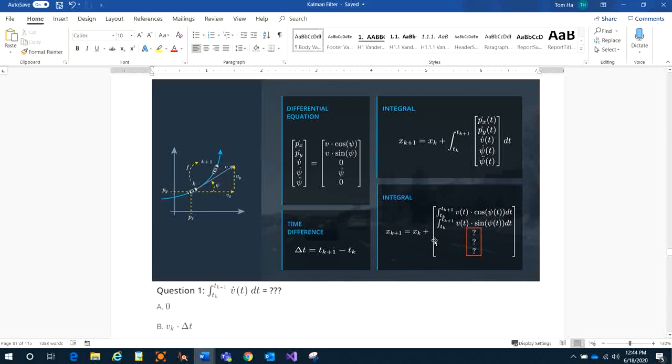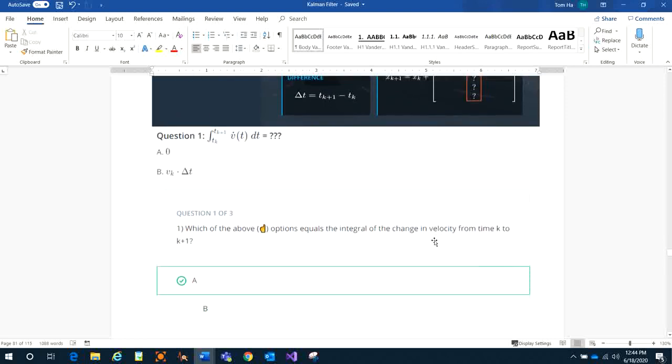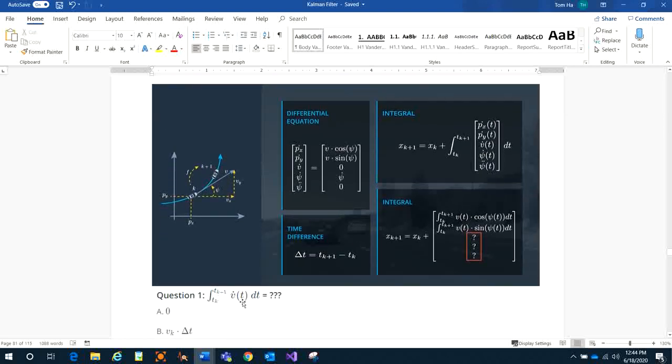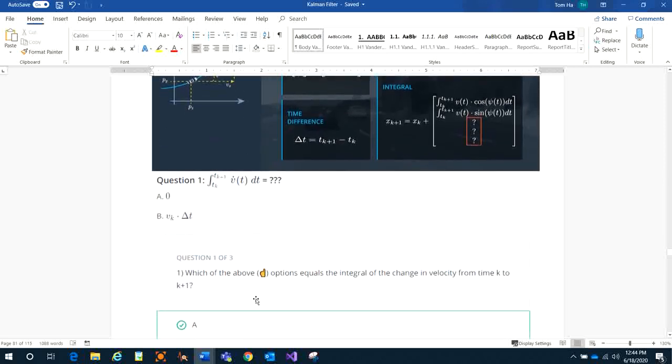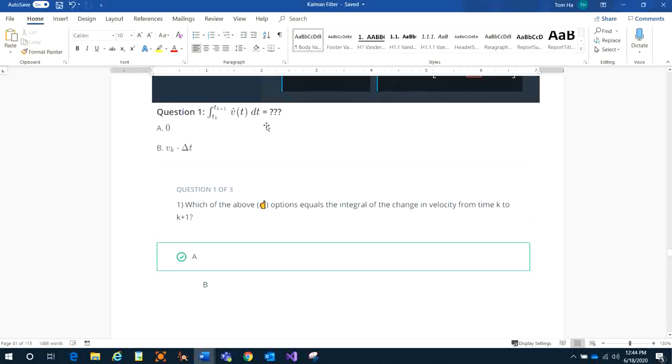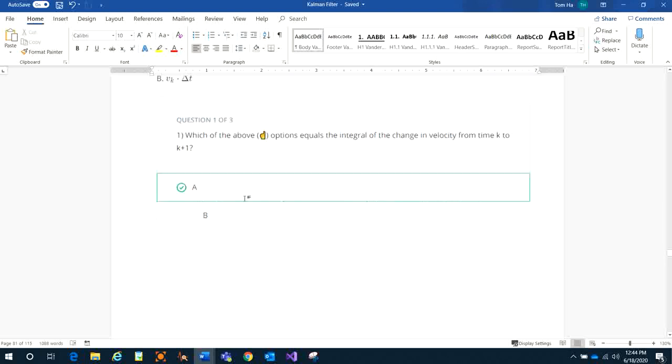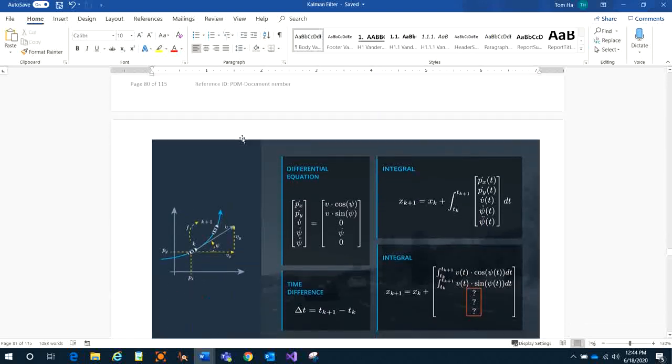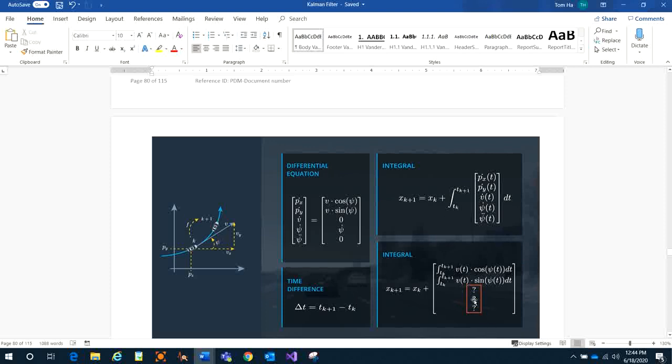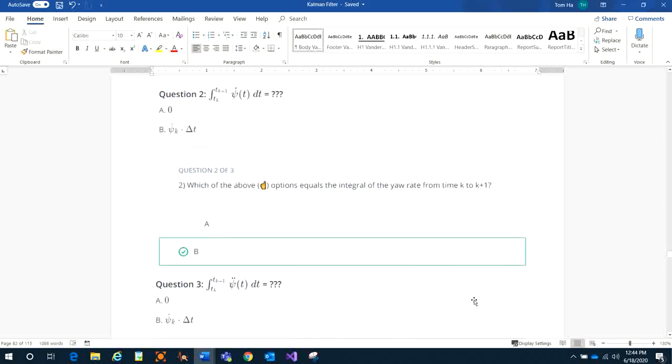So how do we find that? For example, we integrate from time t_k to t_k plus 1 of V dot dt. What do you think? Let's think a little bit. It equals 0. Why? Because we assume constant velocity magnitude, right? So this one equals 0. The second thing is the integral of psi dot dt. How much do you think? It's psi dot_k times delta t, right? That's easy because it's a constant turning rate, so we take it outside and integrate dt to get delta t.